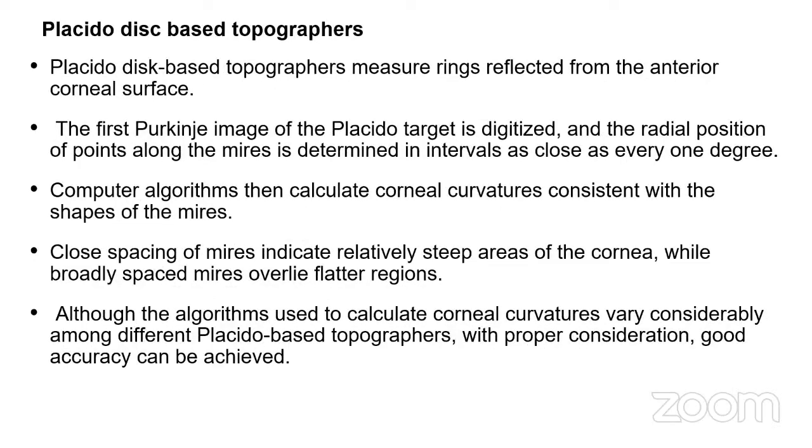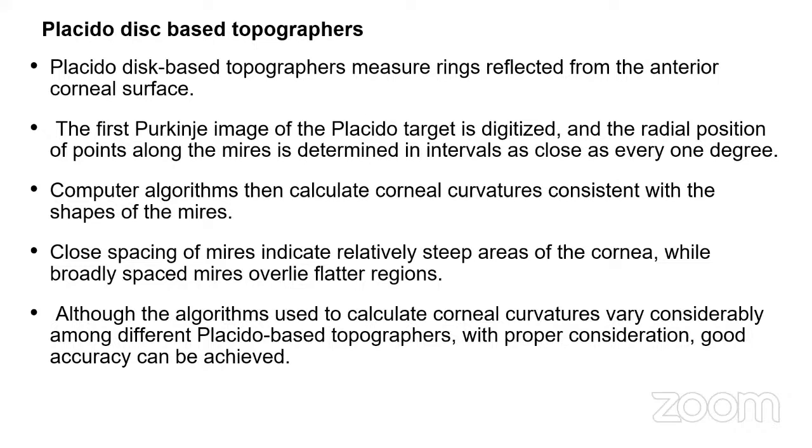One among those techniques is the Placido disc-based topographer. Placido disc-based topographers measure rings reflected from the anterior corneal surface. The first Purkinje image of the Placido target is digitized, and the radial position of points along the mires is determined in intervals as close as every 1 degree.